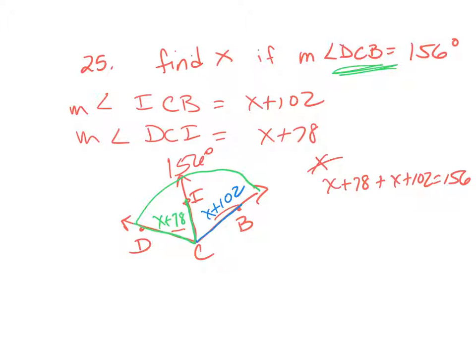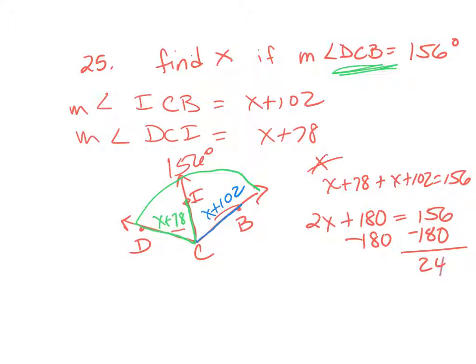So once I put all the information in, I realized that x plus 78 plus x plus 102 equals 156. The two parts equal the whole. So we have 2x plus 180 equals 156. When you subtract 180 from 156, you get -24, I believe. So x equals -12.